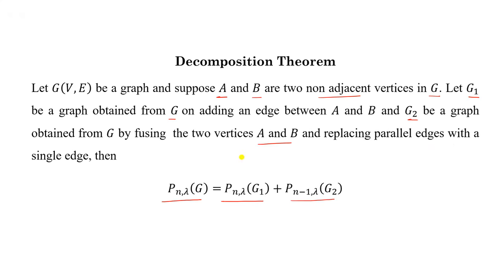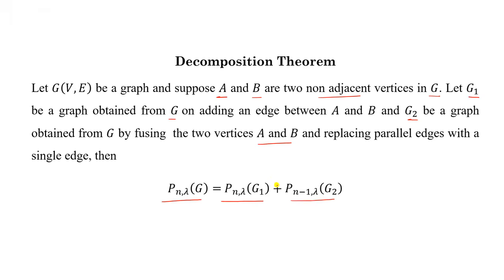So in this way, if we can decompose a graph into two graphs, one by adding an edge between two non-adjacent vertices and the other by fusing the two vertices, then the chromatic polynomial of G will be the sum of the chromatic polynomial of G1 and the chromatic polynomial of G2.